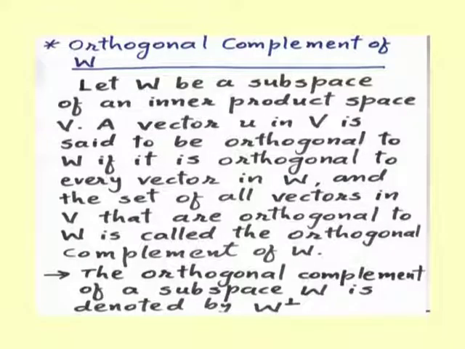Now the orthogonal complement of W. Let W be a subspace of an inner product space. Let u be any vector in V. Then u is said to be orthogonal to W if it is orthogonal to every vector in W. It means, let me write this. Here V is the given inner product space.